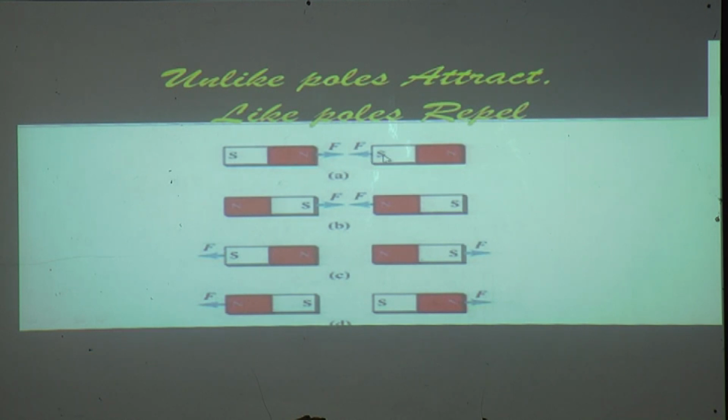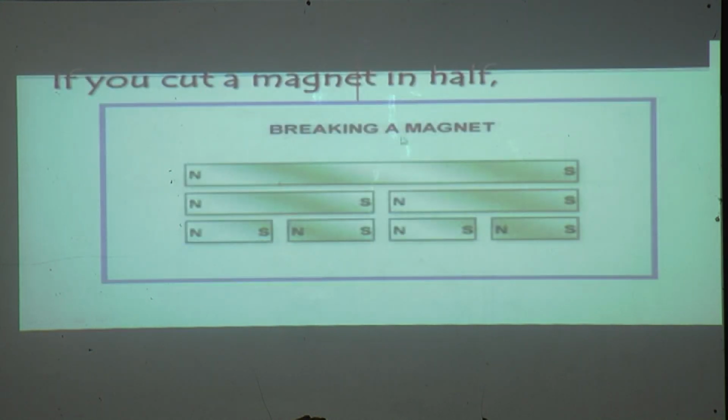So here you can see north pole, south pole, they are going to attract; south pole, north pole, they are going to attract; here north, north, they are going to repel; south, south, they are going to repel. If you cut a magnet in half, breaking a magnet, it will convert into again a new magnet which is having both poles. So here you can see a whole magnet. We cut it into two parts. So these two parts are again showing two poles, north and south. Again we cut them into four parts. So these four parts are again showing two poles, north south, like this.